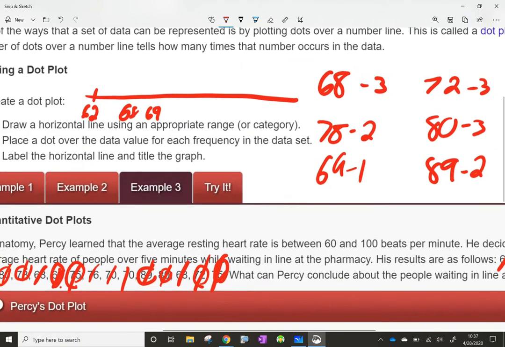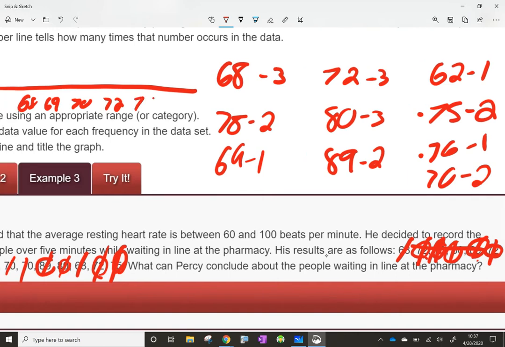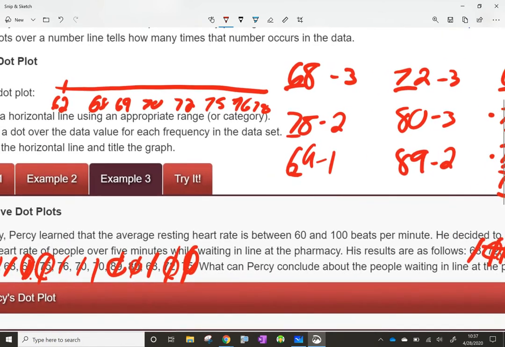70, 72, 78, 70, 72, 78. Oh, well, we skipped a few. Let's do 72, 75, 76, 75, 76, 78. See, I got this one, this one, this one, this one, this one, this one, this one, this one. Okay, so then just 80 and 89 at the end.